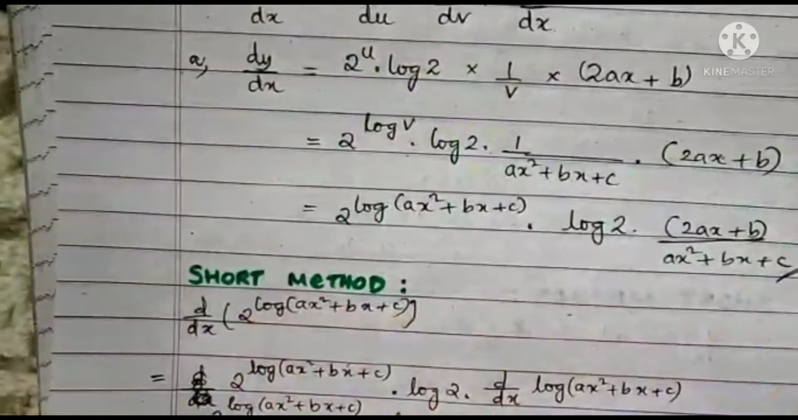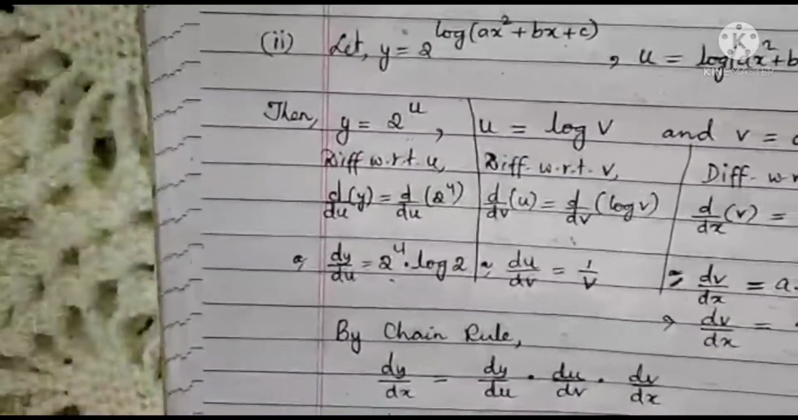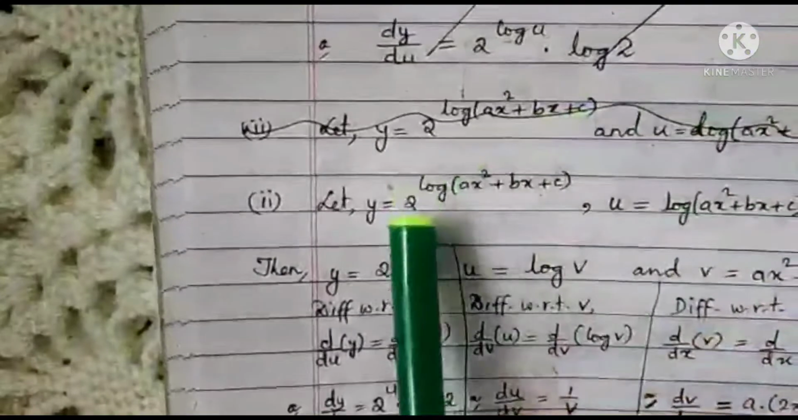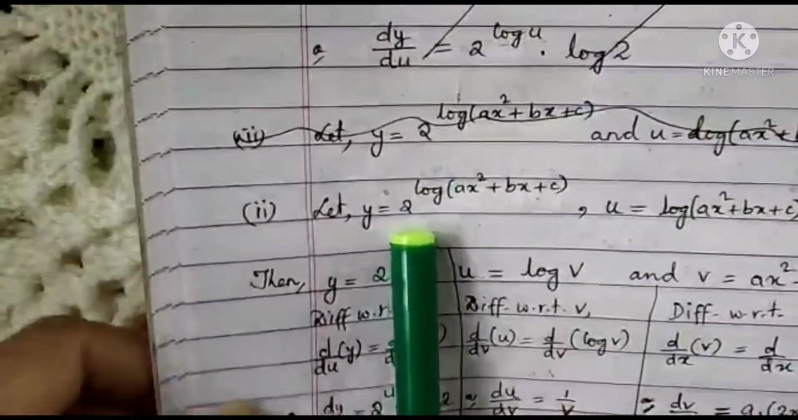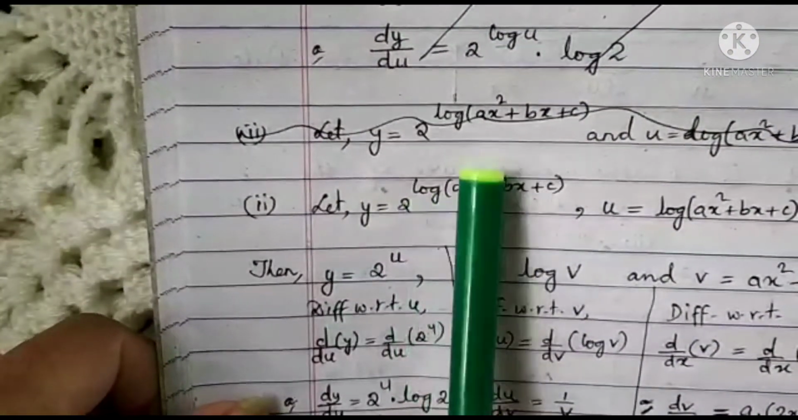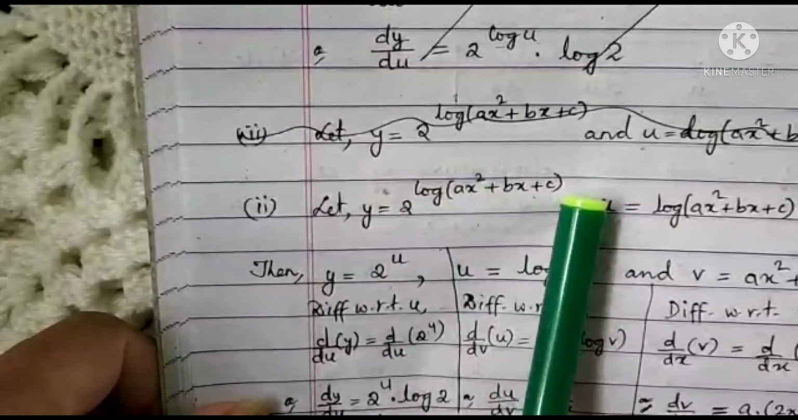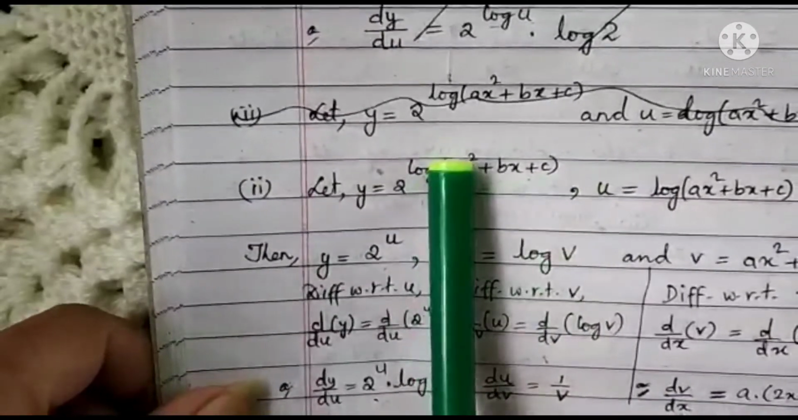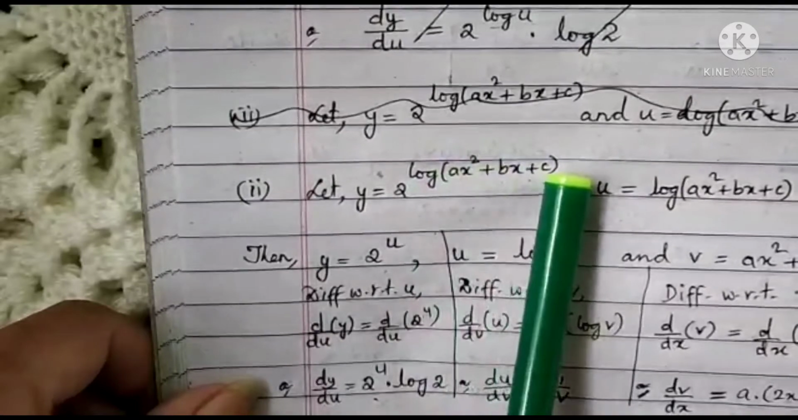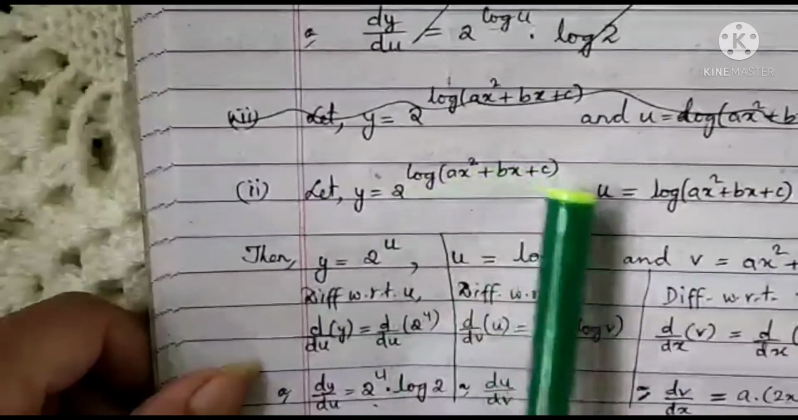Next example, part 2. Okay, your question is y equal to 2 to the power log of (ax square plus bx plus c). Your question was to find the derivative of this. Right? So how do we find this one?